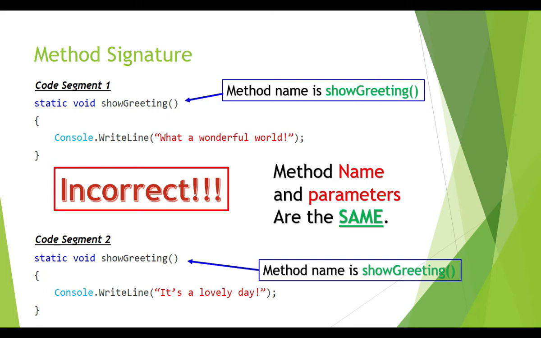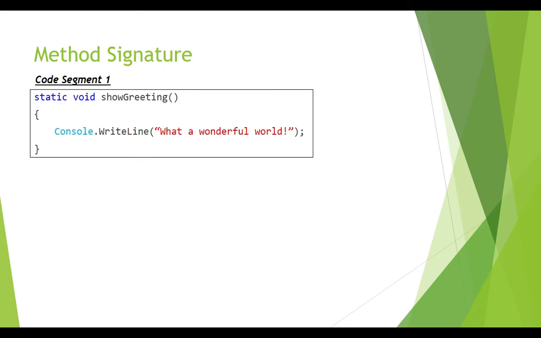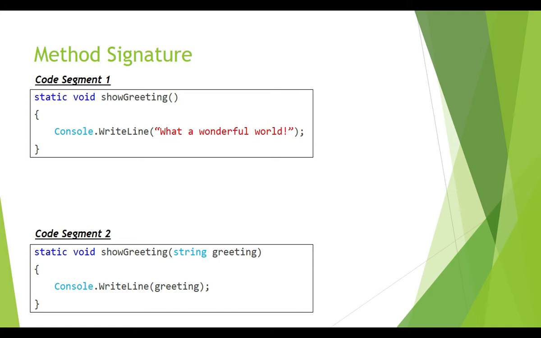Let's see another example on how to address this issue. On code segment 1, the showGreeting method displays a text on our screen saying, what a wonderful world. In code segment 2, we have another method using the same name, showGreeting, but it has one parameter, a greeting parameter with a type of string. Looking between these two methods, you can see the difference. Although they are similar in the name of the method, showGreeting, code segment 2 uses a parameter variable with a type of string.